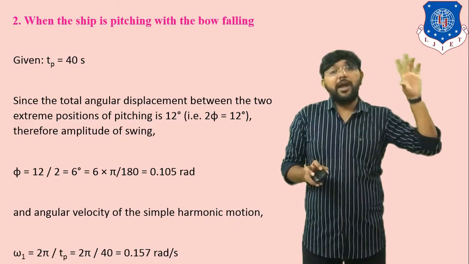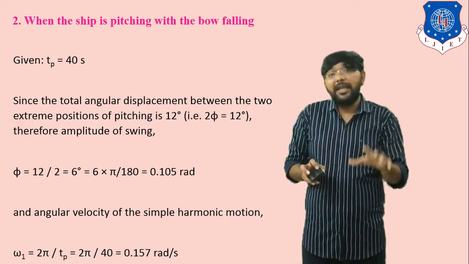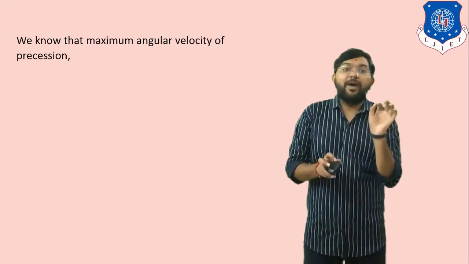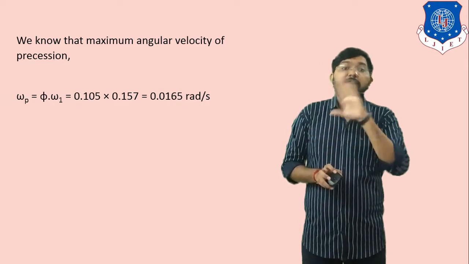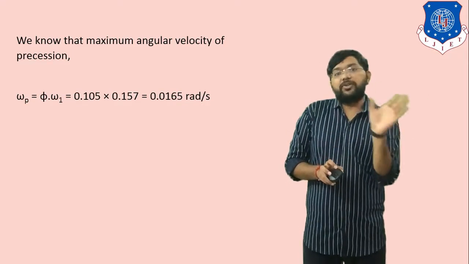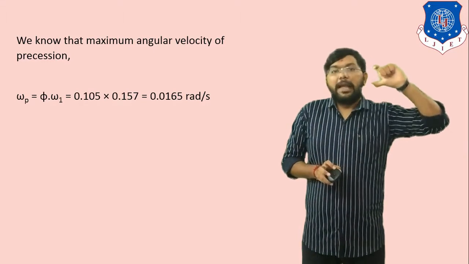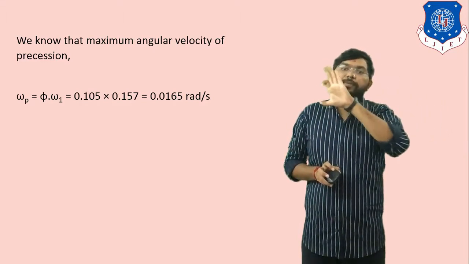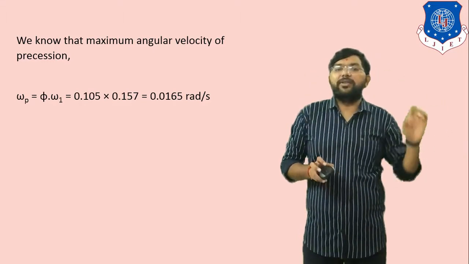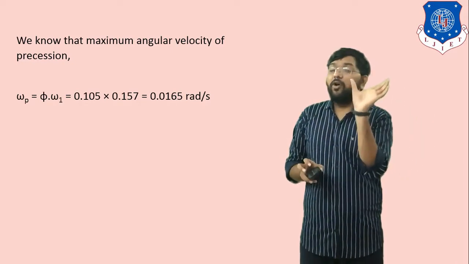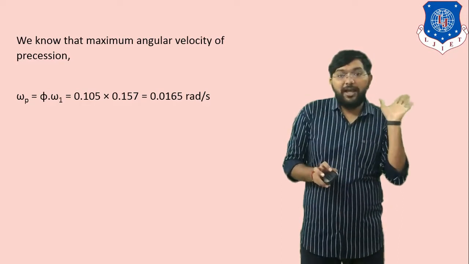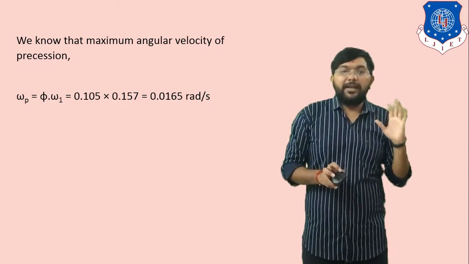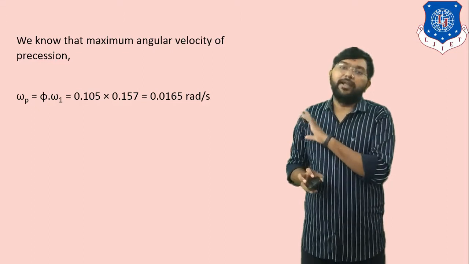Now we have to find the angular velocity for the axis of precession. We know that the maximum angular velocity of precession is phi omega 1. Put in the amplitude and the angular velocity of simple harmonic motion, and you get omega p. This equation we already derived in the theory of pitching motion. So omega p is 0.0165 radian per second.